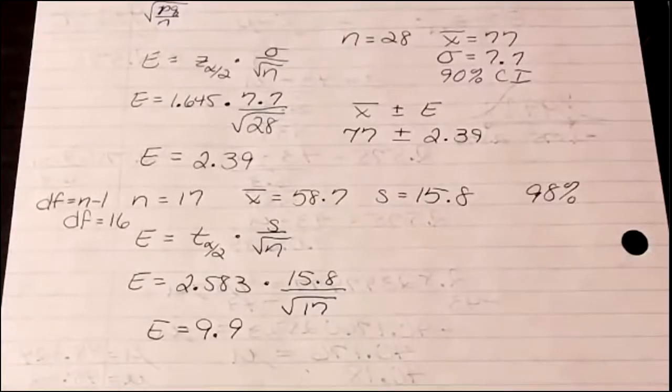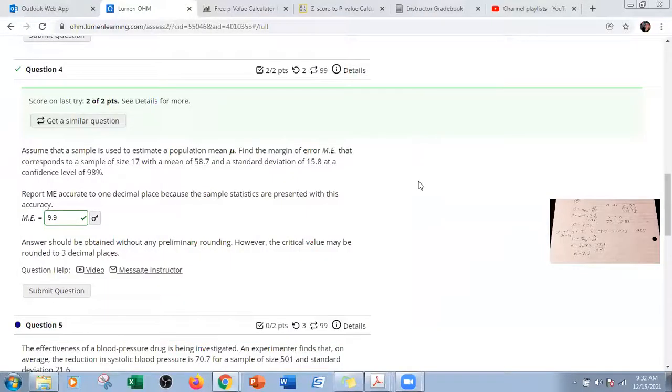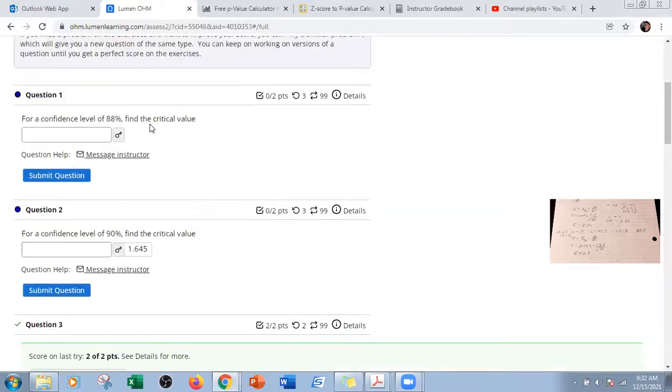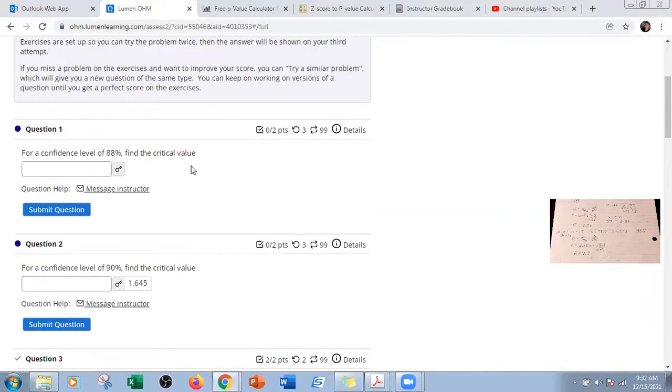Number 1, yeah, Ava. So Ava says, let's do number 1 and number 8. So let's take a sneak peek. I'm gonna lower that. Okay, number 1, for a confidence level of 88%, find the critical value.